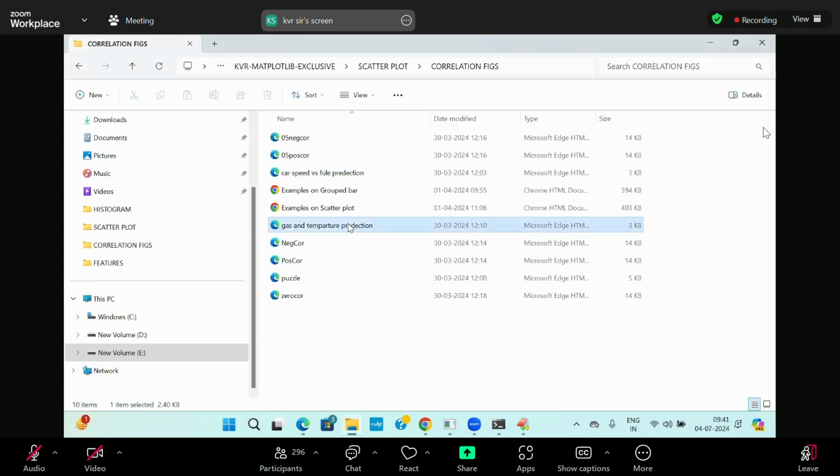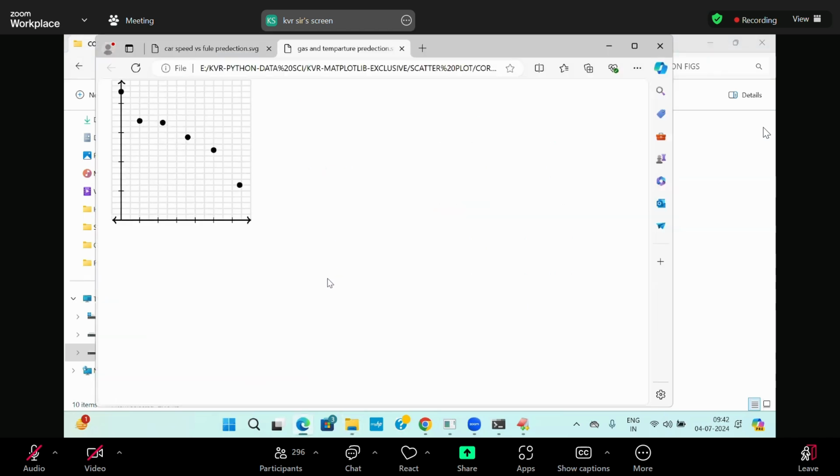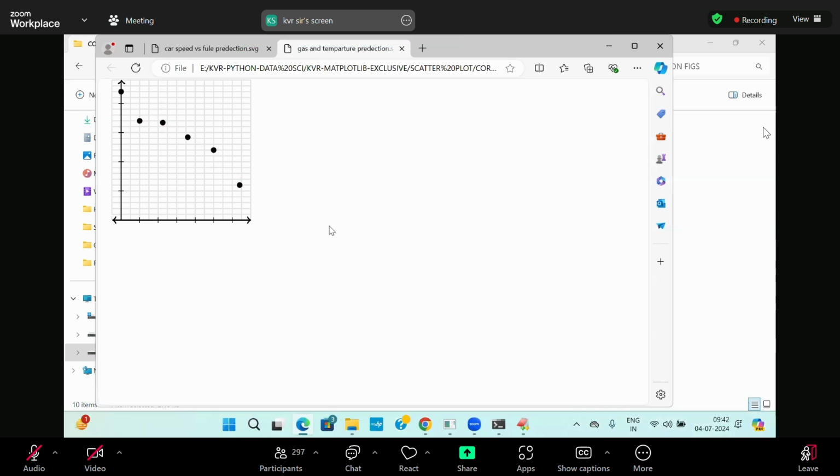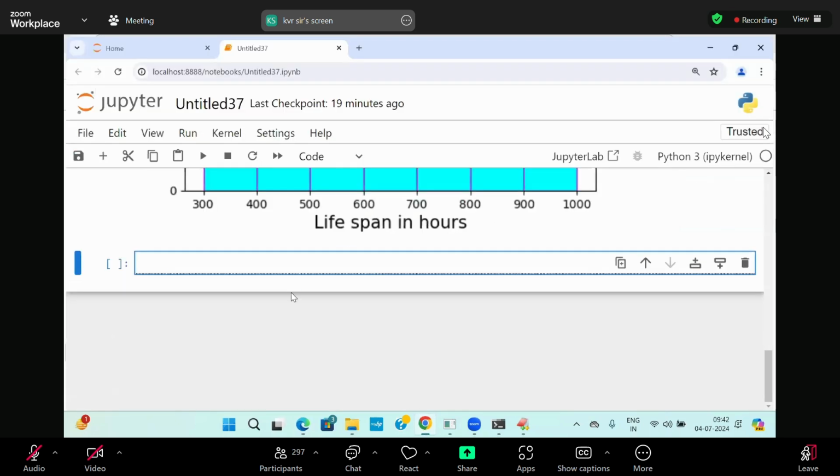Next, gas and temperature prediction. AC gas, more temperature. What next? Very hot temperature, 44, 45 degrees. More gas will be consumed or not? So here you try to see what is happening. This is more temperature. What will the gas be? It is going to be down. Gas is going to be used so much that it is coming down drastically. Which correlation is it? Negative correlation. Are you getting it? Right. These are some small prediction kind of things I took.